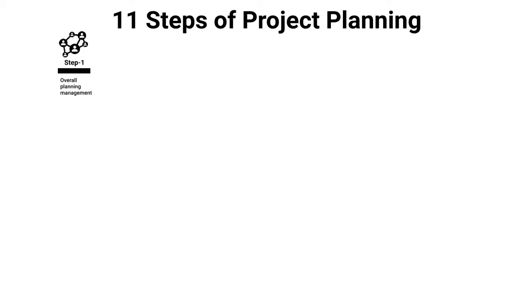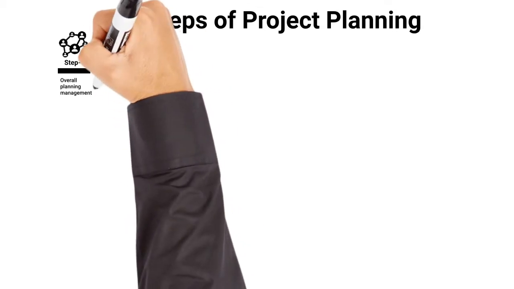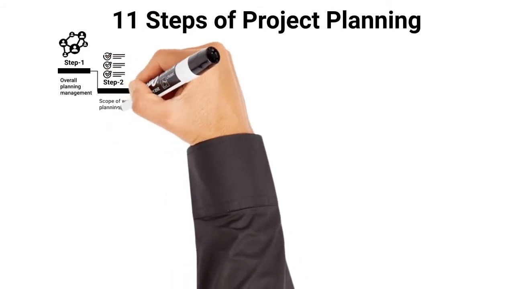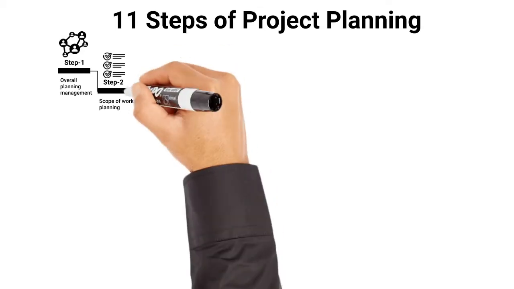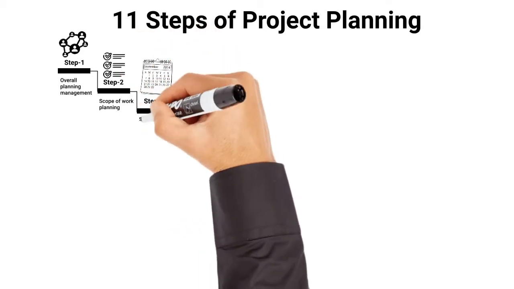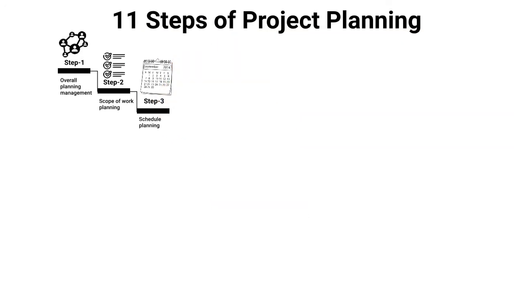The next step is to plan the project scope. In this step, detailed requirements are determined and the project scope of work is created. This leads to the creation of the WBS and WBS directory. Then planning for the project schedule is performed. During this step, the planning team is determined. Project activities are defined and sequenced.